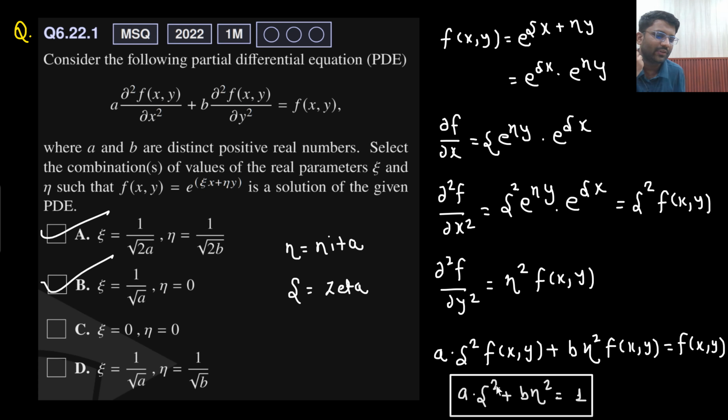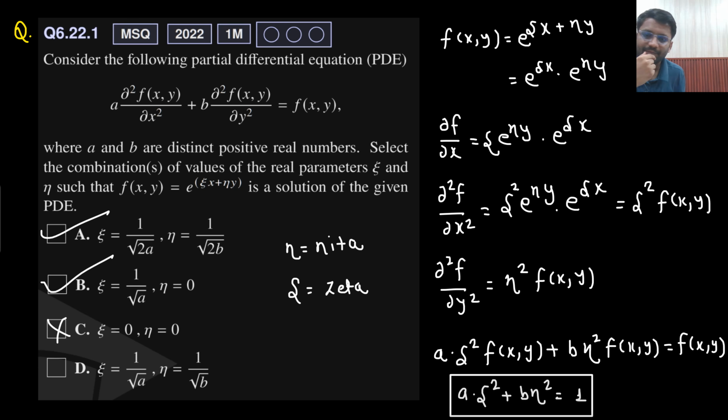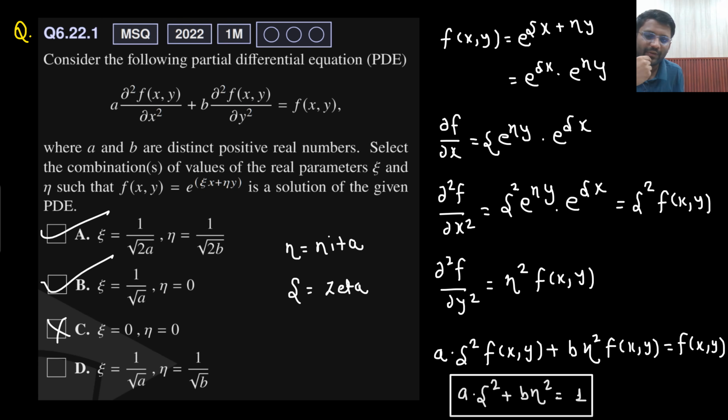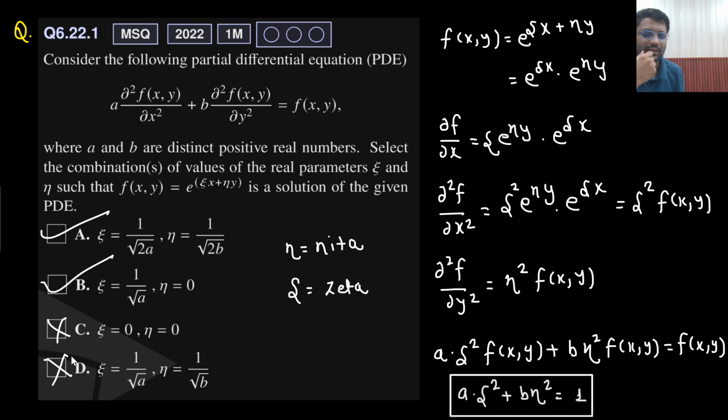Option C, sir: a into both values, I need to put 0. So that comes out to be 0 only, which is not equal to 1, because it has to be equal to 1 only, no? That means it will not be satisfying. Option D: what are they saying? A into zeta square will be 1 by a, plus b into neta square will be 1 by b. So 1 plus 1 will be 2, which is not equal to 1. That means this option is also gone. A, B is the correct answer.